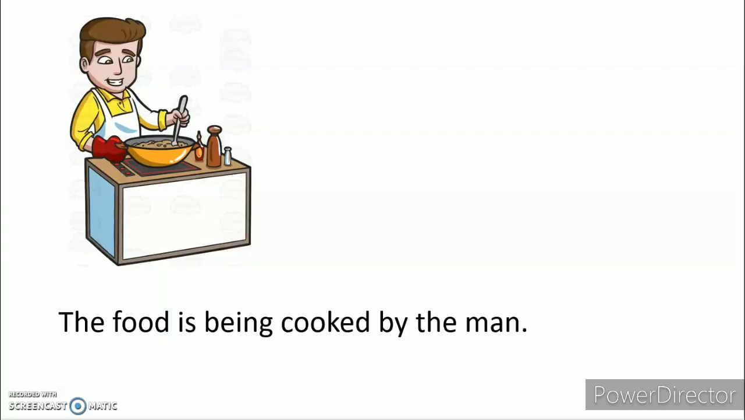Let's look at the next example. The food is being cooked by the man. Let us find out the verb first. So what is the action word here? Cooked. This is the action. That means this is the verb here. Now let us see who is doing the action of cooking. From the picture as well, you can very simply identify that the man is the one who is performing the action of cooking. Therefore, the man is the subject in this sentence.